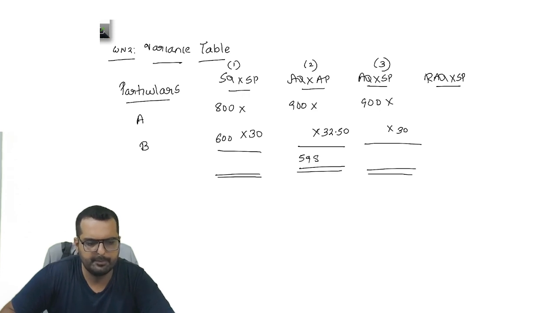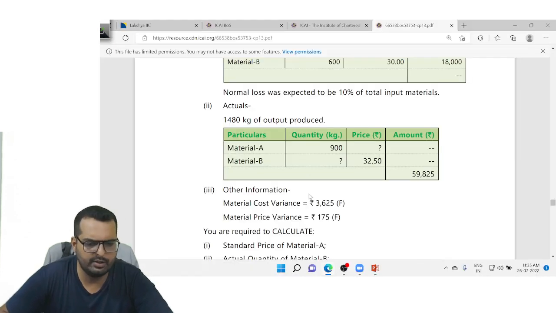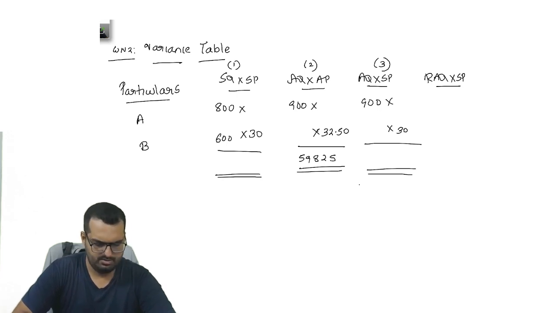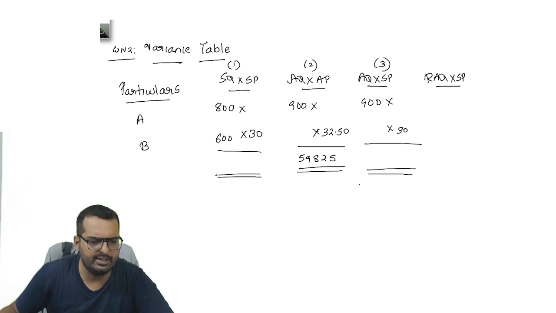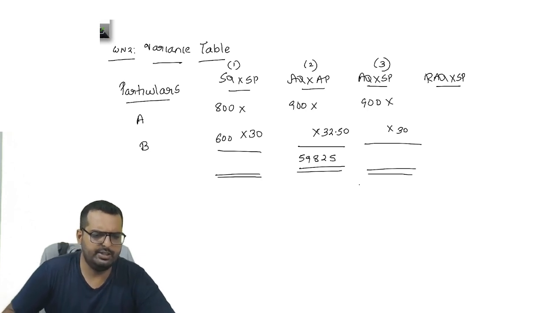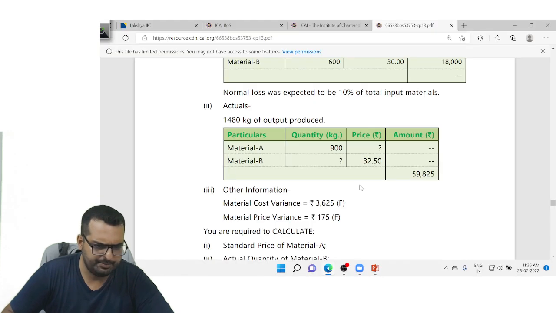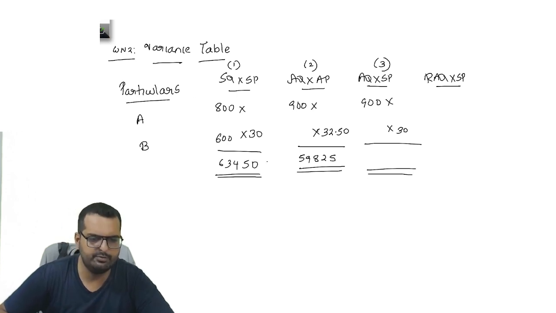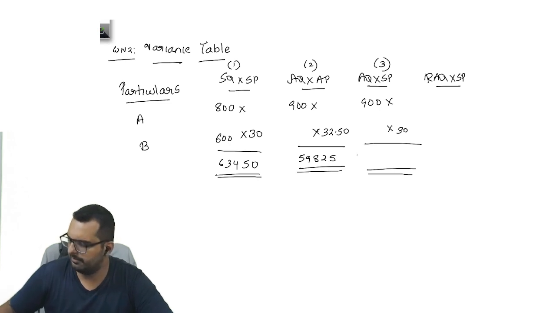If this total amount is given, cost variance 3625 favorable means your standard will be lower than the actual. Am I right? So the standard will be lower than the actual. So standard is turning out to be how much then? Sorry, standard will be higher. So 3625, I will add: 59,825 plus 3625, I'll get the answer as 63,450, and the price variance will be 175 favorable. 175 favorable means this minus this will give you a plus answer. You'll get the answer as how much?